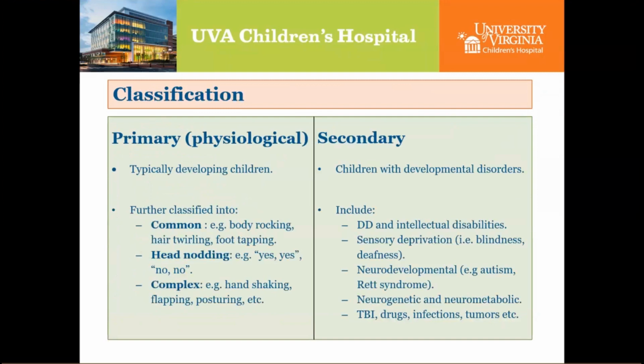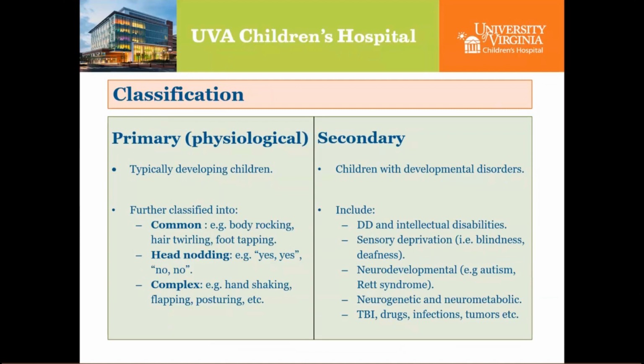There are subcategories for the primary physiological motor stereotypies, and these include the common ones. They're called common because they're common, so things like body rocking, earth whirling, and so on. The other subcategory is head nodding, and that one happens in different directions. Sometimes it can be sideways, yes, yes, or no, no, or even a figure of 8 type of head shaking.